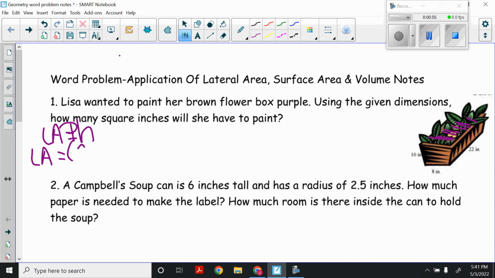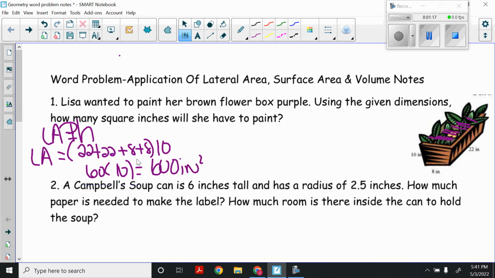22 plus 22 plus 8 plus 8 times the height 10. So I add 22 and 22 and 8 and 8, I get 60 times 10. So the lateral area would be 600 square inches.